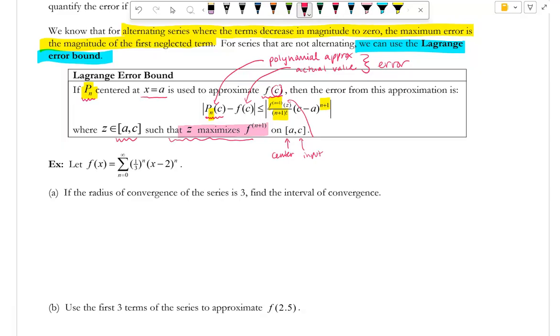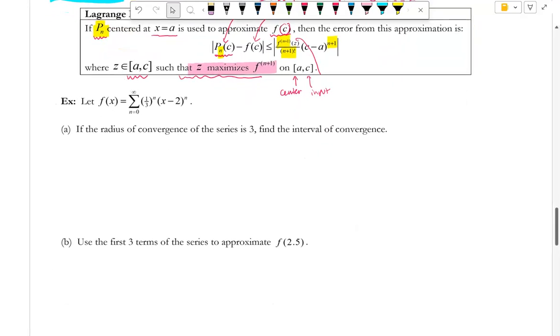All right, so to see what this looks like in an example, these examples are going to be like sample FRQ questions. So in these examples, these are all kinds of things we might be asked in a free response question. Notice in this first one, we're given a function and we're given its series, and we're told that the radius of convergence of the series is 3, and we're asked to find the interval of convergence.